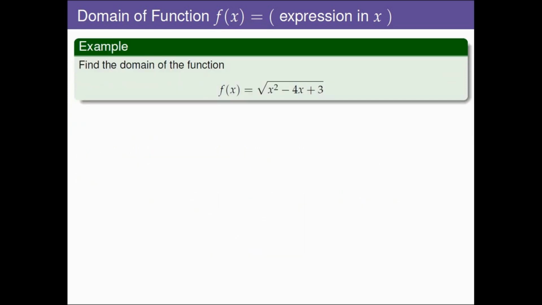Next, find the domain of the function f of x equals square root of x squared minus 4x plus 3. Again, we have a square root, so the expression inside the square root must be greater than or equal to 0. We find the solution set of this inequality. So, we factor the expression on the left-hand side: x minus 1 times x minus 3 is greater than or equal to 0.